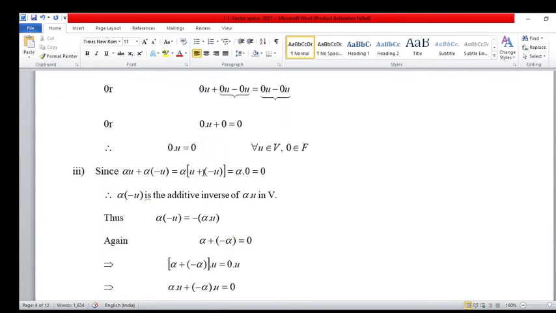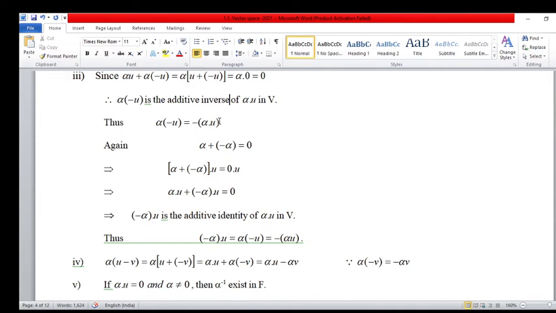Now the second part. For the second part, alpha plus minus alpha is equal to 0, and multiplying by u, right multiplication by u on both sides, we get alpha u plus minus alpha u, and this is equal to 0. Again, this condition shows the first part is the additive inverse of the second part, or the second part is the additive inverse of the first part. This is again the inverse of alpha u. So this condition is proved: minus alpha u is equal to alpha minus u is equal to minus alpha u. These are the conditions.